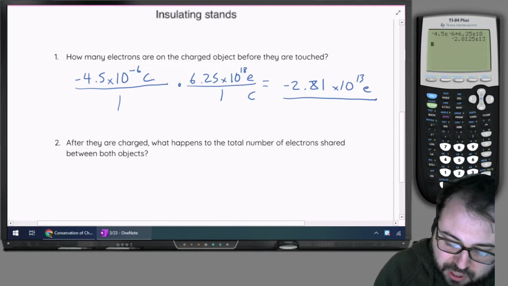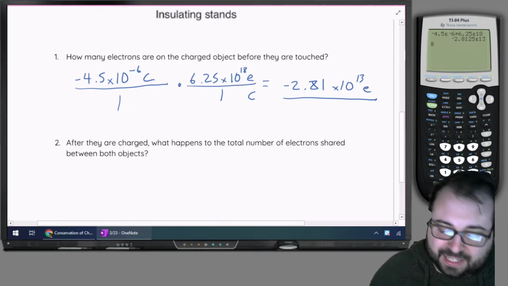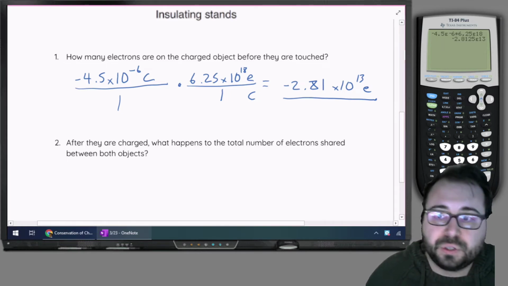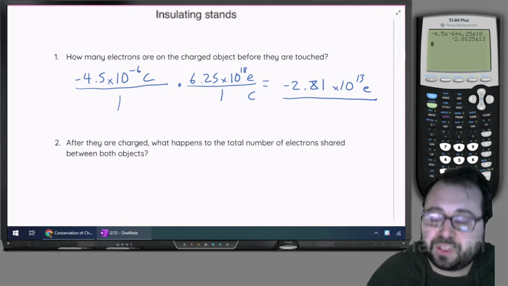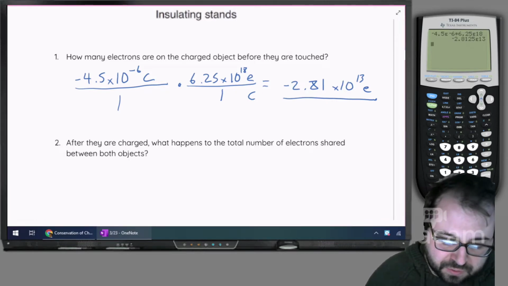So this is the charge of our object now. So how many electrons is this? Well, since we have a negative sign, we know there are extra electrons. So we have 2.81 times 10 to the 13th excess electrons on this sphere.